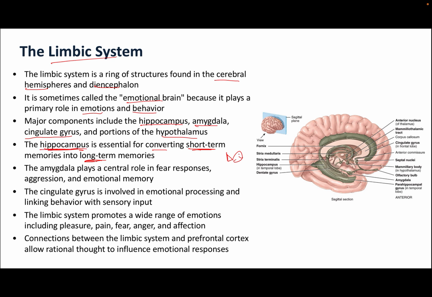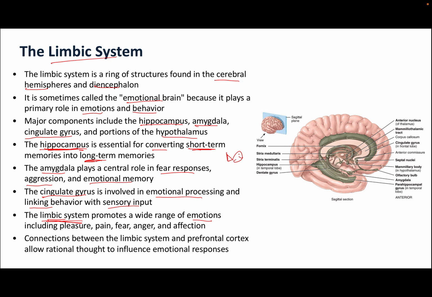All right. The amygdala plays the major role in fear response, as well as a role in aggression and emotional memory. The cingulate gyrus is involved in emotional processing and is also important for helping to link behavior with sensory output. And overall, the limbic system promotes a very wide range of emotions. It covers everything from pleasure to pain to fear, anger, affection, aggression. A lot of this is all covered by our limbic system.